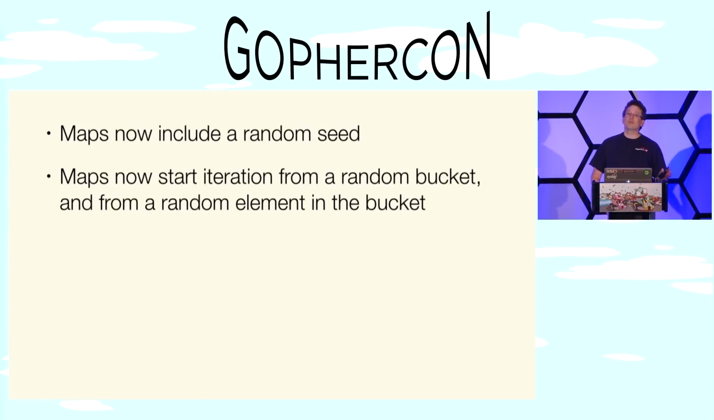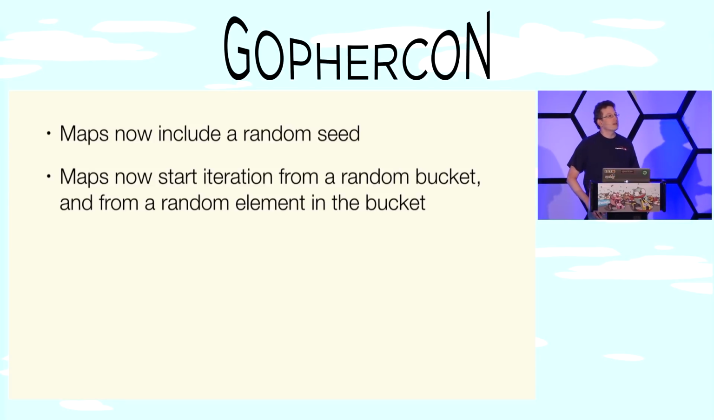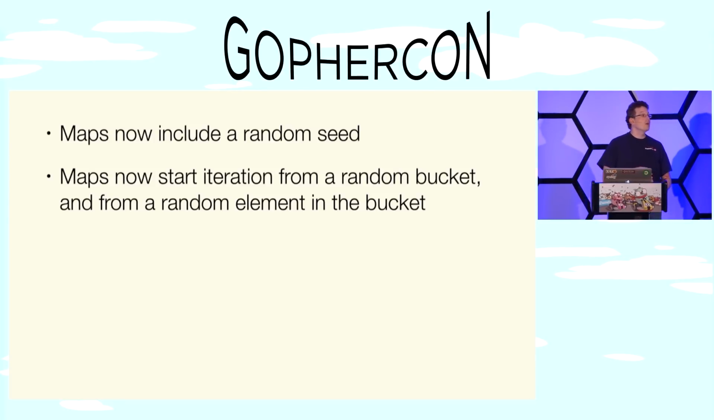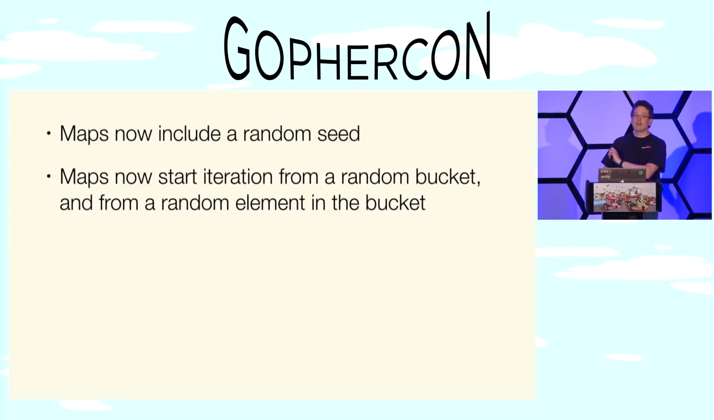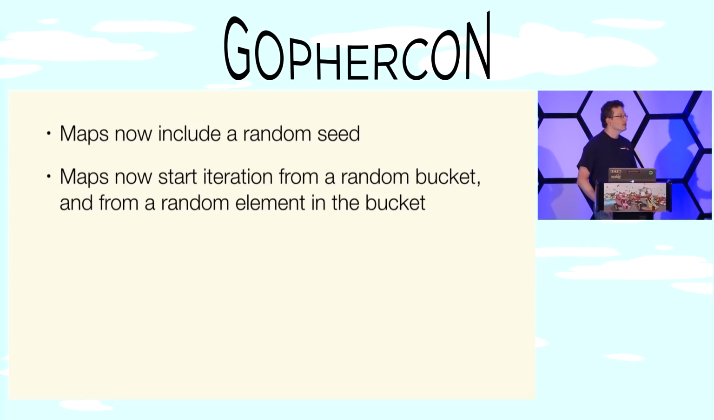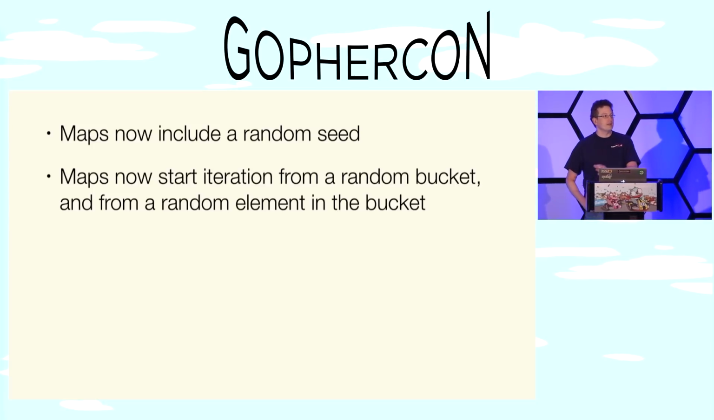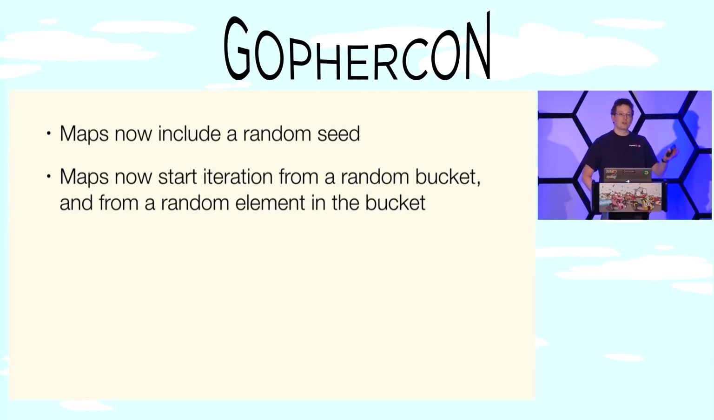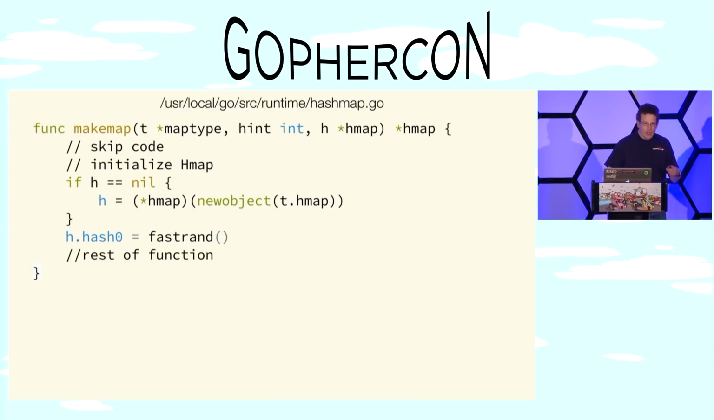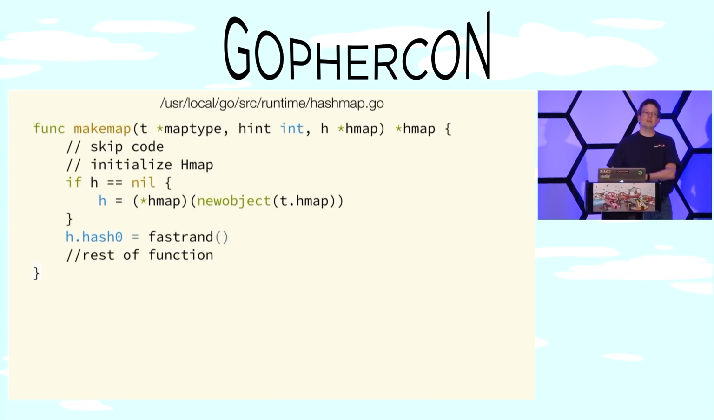And to prevent both these problems, the Go team modified the Go runtime to do 2 things. One, when a map is created, the runtime picks a random number and uses this random number as a seed for every value that's hashed. And 2, every time a map is iterated with a for-range loop, a different bucket in the hash map is chosen as a starting point, and a different item in the bucket is chosen as a starting point in the bucket. And you can see the code for this, again, in runtime hashmap.go.